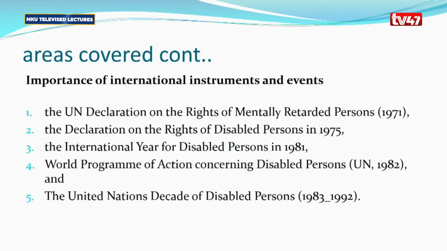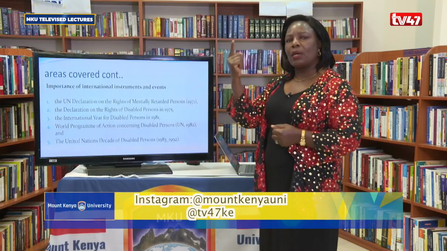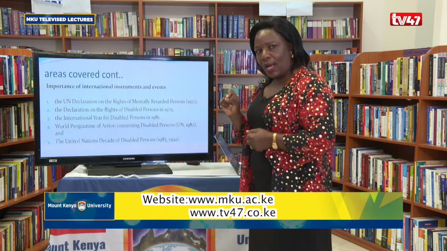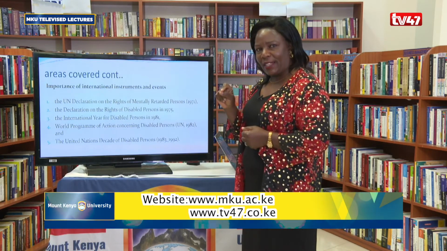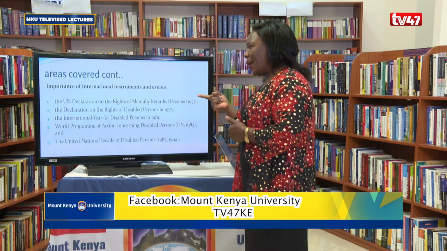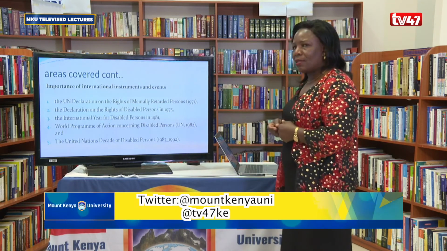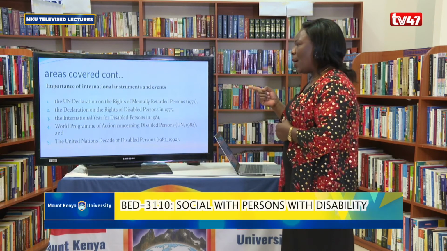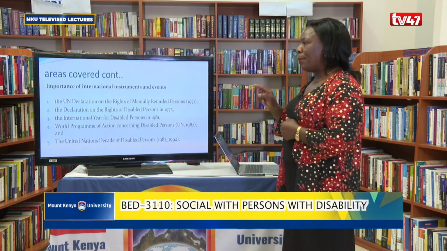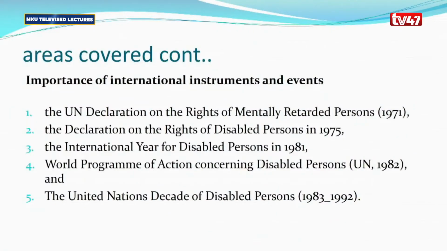Other areas that we were able to cover, still on human rights, is the importance of international instruments and events. International instruments are there at the very global level, where it is assumed that different states, different nations, can ratify them, sign them, and then say we are bound to behave this way. So the UN Declaration on the Rights of Mentally Retarded Persons of 1971 is there to help guide how people treat persons with mental retardation. Then number 2, another instrument, is the Declaration on the Rights of Disabled Persons. This was done in 1975.